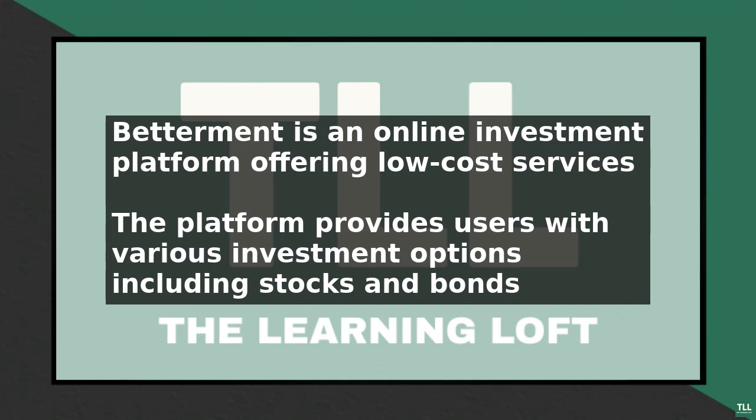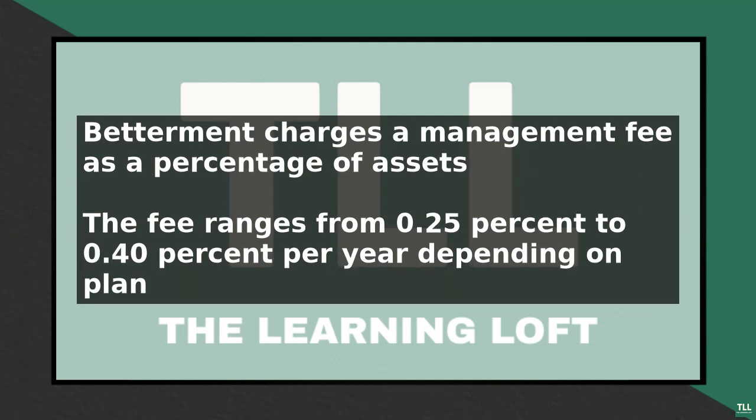To get started, you need to understand the management fee structure. Betterment charges a management fee as a percentage of your invested assets. The fee ranges from 0.25% to 0.40% per year, depending on the investment plan you choose. Here is a step-by-step guide to understanding and managing your Betterment management fee.